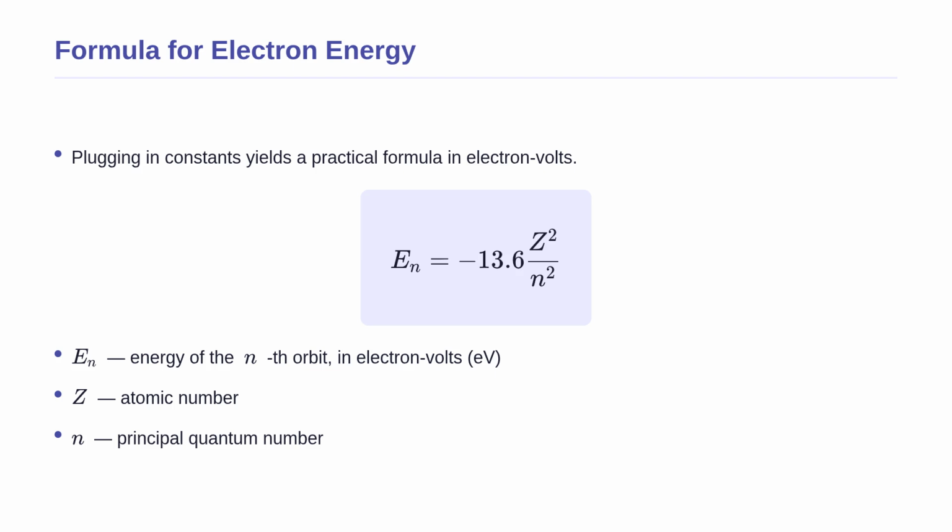In this practical formula, E sub n is the energy of the nth orbit, measured in electron volts, which is a tiny unit of energy perfect for atoms. Z is the atomic number and n is the orbit number. Notice the negative sign in front of the 13.6. Physically, as the orbit number n increases, the fraction becomes smaller. But because of the negative sign, the total energy actually becomes less negative, meaning it increases towards zero. This proves that outer orbits have higher energy than inner orbits.